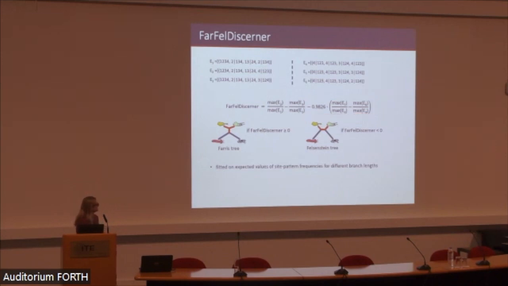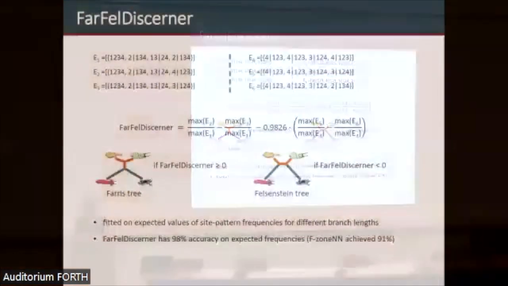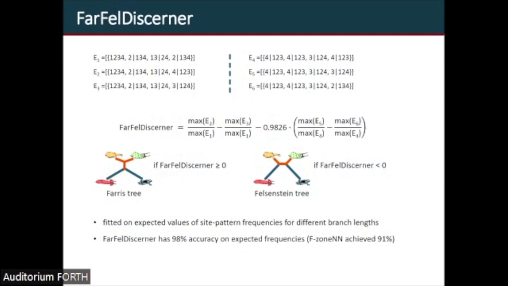And in total, we found that Farfeld-Soehner has a 98% accuracy on these expected side pattern frequencies, where F zone and N only achieved 91%. And it still has an 82% accuracy on the test data of F zone and N, whereas F zone and N themselves achieved 87%.